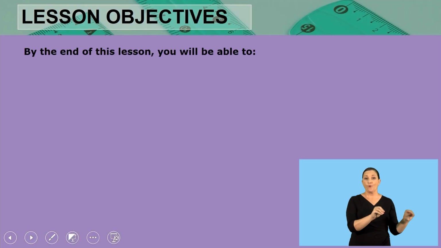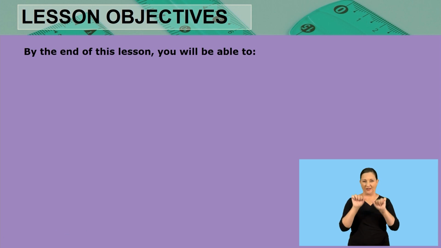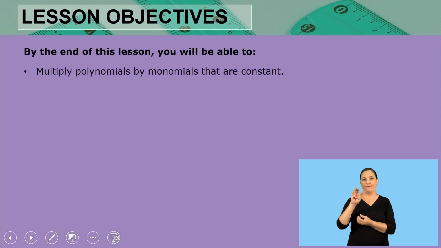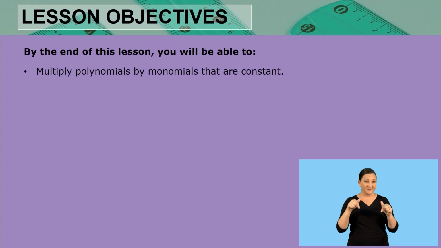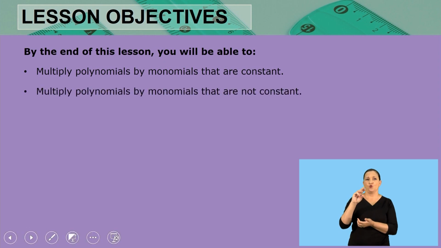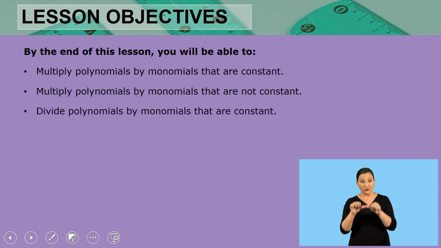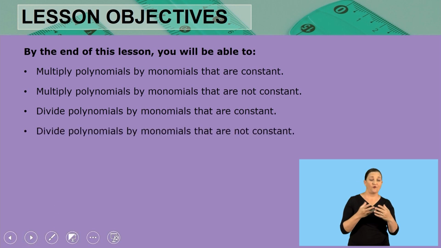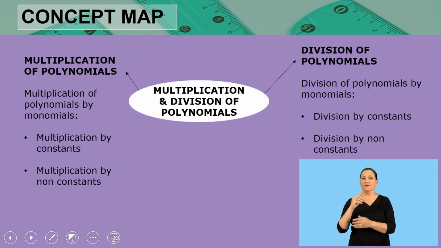So let's look at today's lesson objectives. By the end of this lesson, you will be able to multiply polynomials by monomials that are constant, multiply polynomials by monomials that are not constant, divide polynomials by monomials that are constant, and divide polynomials by monomials that are not constant.